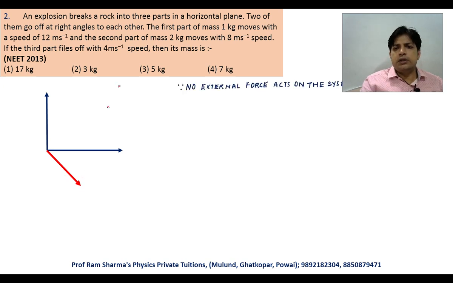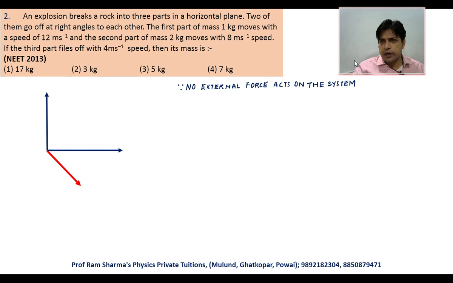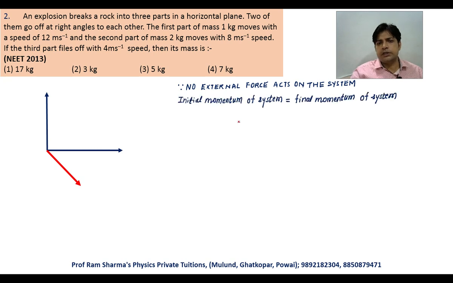Now since no external force acts on the system, I can for sure write that the initial momentum of the system is equal to the final momentum of the system, right? Now initially, when they all were together and the explosion had not taken place, the mass of the system was 1 plus 2 plus the third mass, whatever it is. But what was the velocity? The velocity was equal to 0 because the rock was initially at rest.